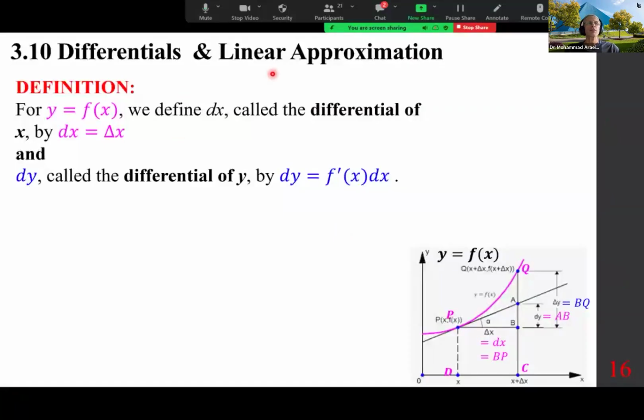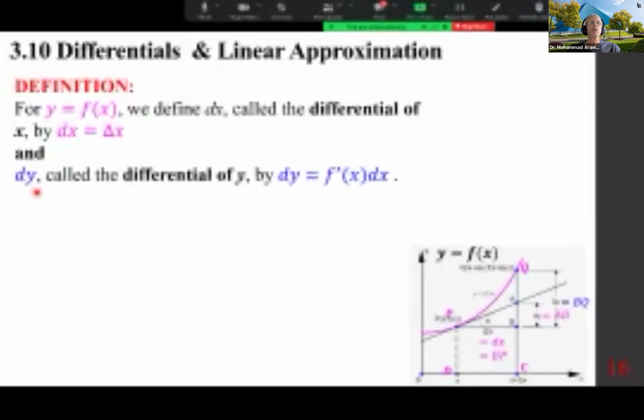Differentials and linear approximation. For y equals f of x, we define dx, called the differential of x, by dx equals delta x. In other words, just the run, this distance BP, or delta x, or dx. And dy, called the differential of y, by dy equals f prime of x dx.